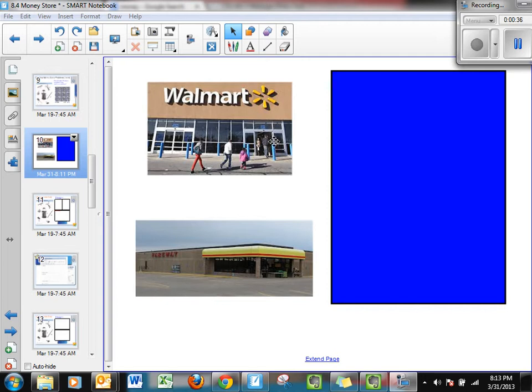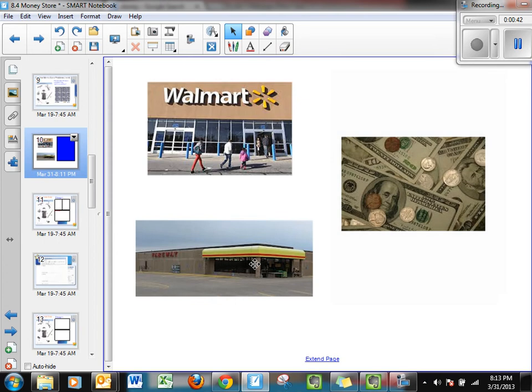So in order to go to either of these stores, the one thing that you have to have is money. In order to get the stuff at the store, you have to have money to pay for those items. What we're going to talk about today is how to use money to buy things.